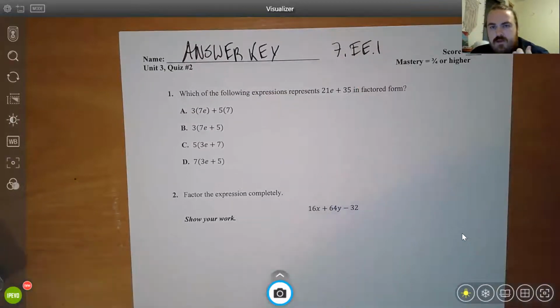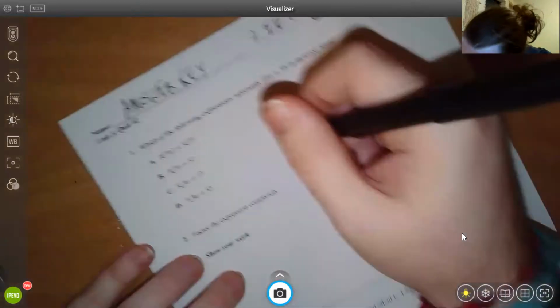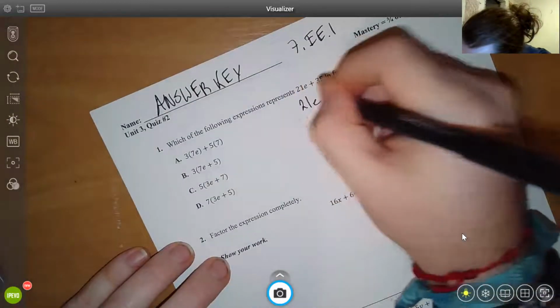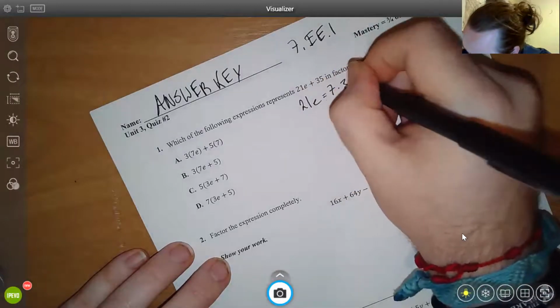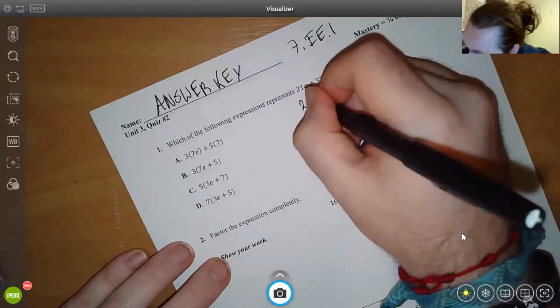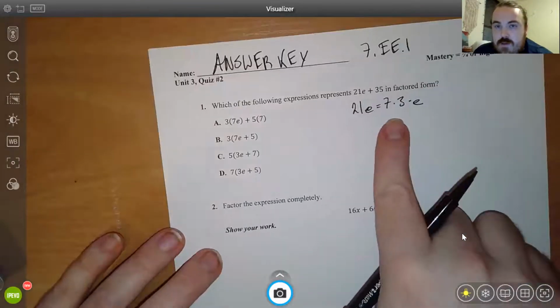All right, so let's actually factor that out. Remember, the way we factor it out is we find the GCF, then we divide it from both terms, and we put that outside parentheses. So for the GCF, I've got to break down the terms. 21E is the same as 7 times 3 times E. I find it easiest to break them down like this instead of prime factors.